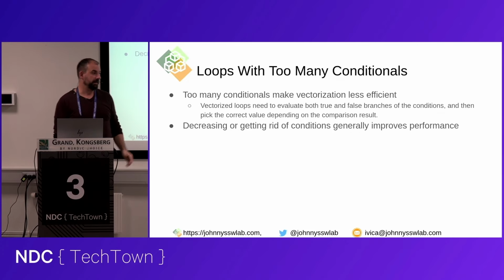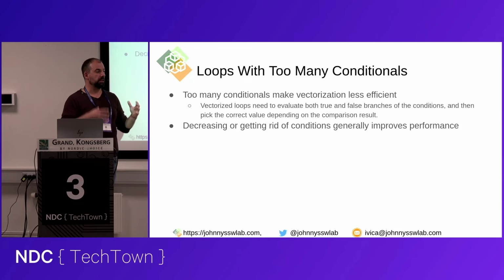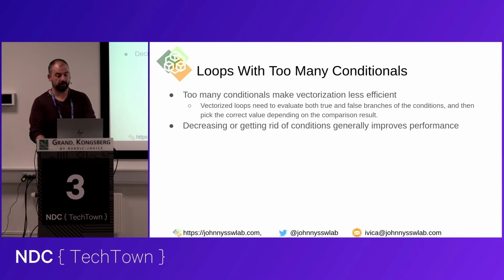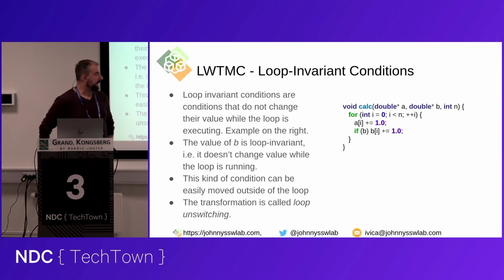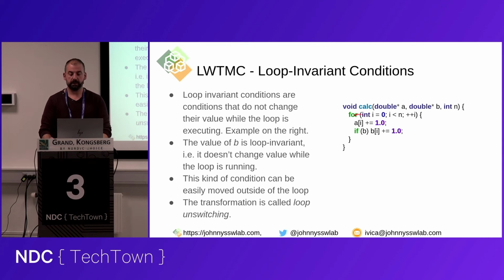It doesn't work like that. So it has to be the same type of processing. And for that reason, if you have conditions, generally that decreases the efficiency of vectorization. So what can we do to fix this?